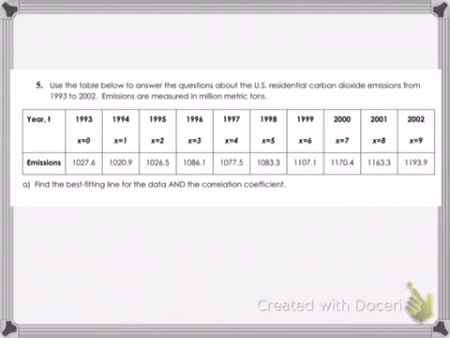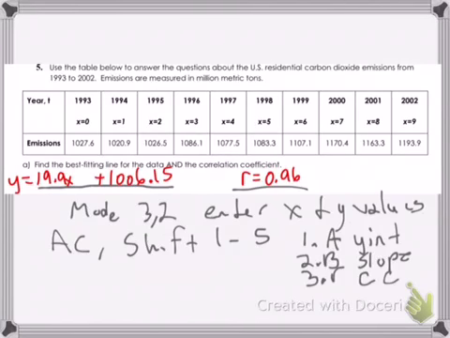Right here, use the table below to answer the questions about the U.S. residential carbon dioxide emissions from 1993 to 2002. Emissions are measured in million metric tons. Find the best fitting line for the data and the correlation coefficient. Y equals 19.9x plus 1006.15 for the line of best fit. R equals 0.96, which is a strong positive correlation. Mode 32, enter the X and Y values. All clear, shift 1.5. A is your y-intercept, B is your slope, and R is your correlation coefficient.